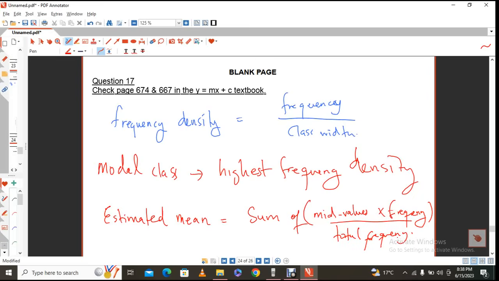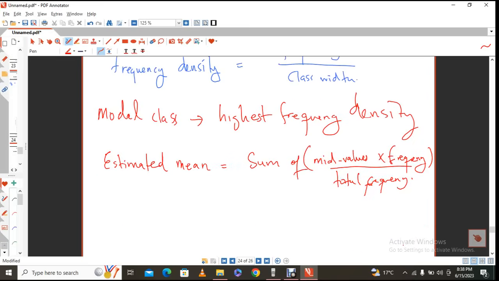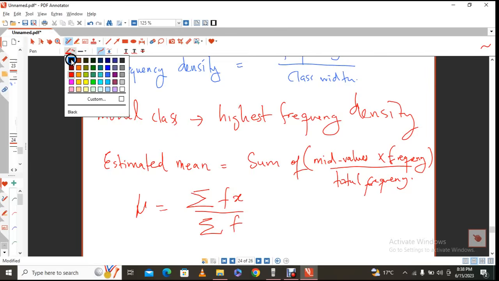Okay, so basically, I'm going to write that to say the mean equals, don't worry about this terminology, the sum of the frequency times the mid interval divided by the sum of the total frequency. Okay? Sum of the frequencies.